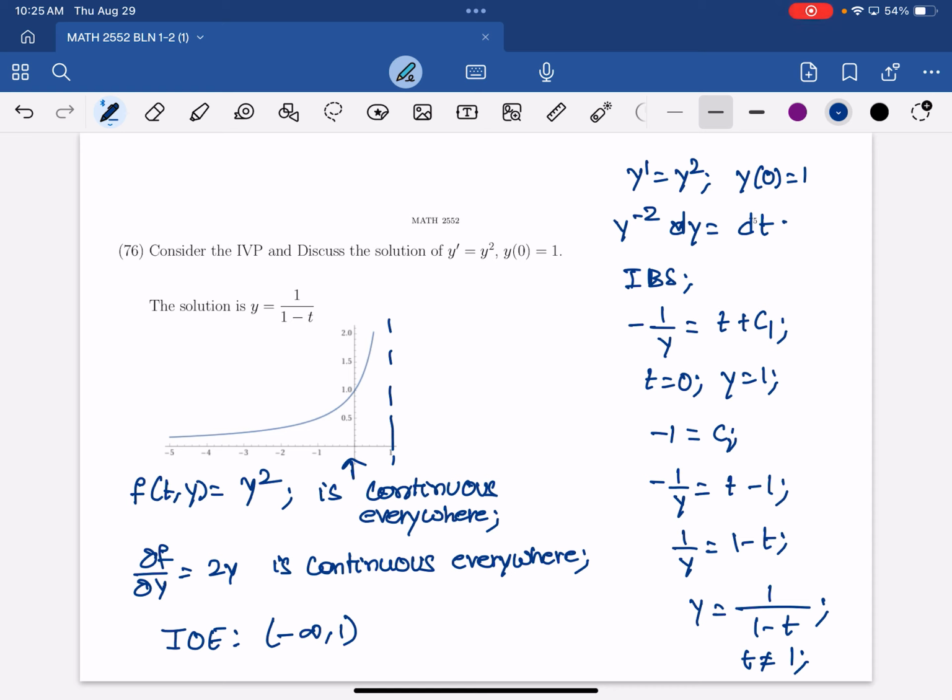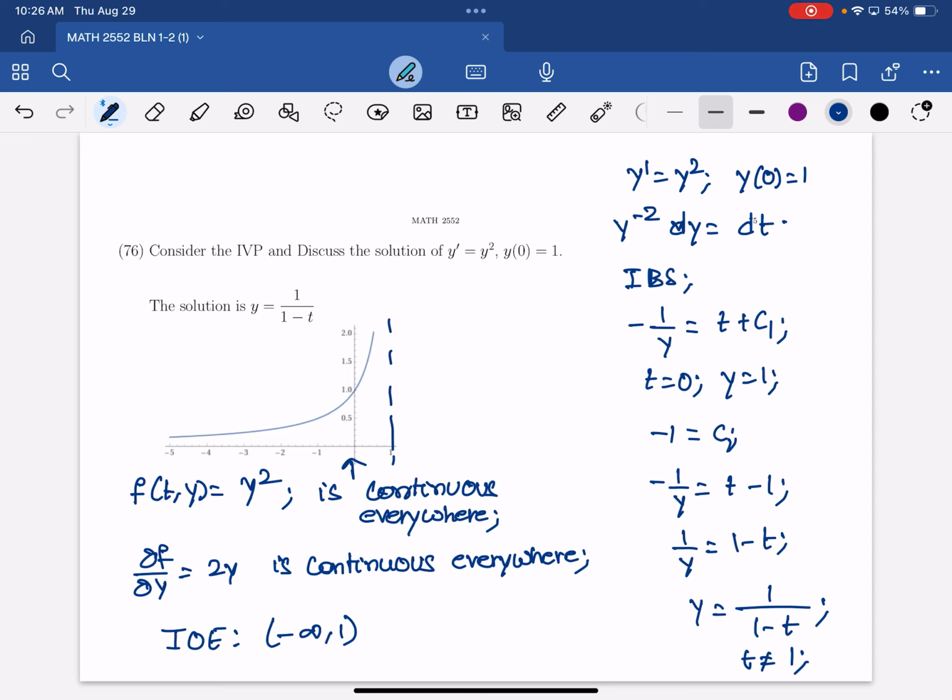You can draw a smaller rectangle around the initial value where there exists a unique solution, but please remember that your rectangle cannot touch or go beyond t equals 1, because you have an asymptote or a discontinuity of the solution there, right? So what are we saying? Your solution might get affected by the continuity of f, the continuity of partial f partial y, the continuity at the initial value, or the solution itself.